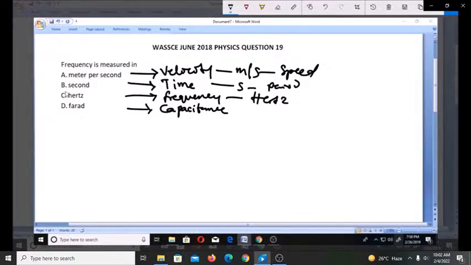So the right answer is C, hertz. Hertz is what frequency is measured in. That is the unit of frequency.